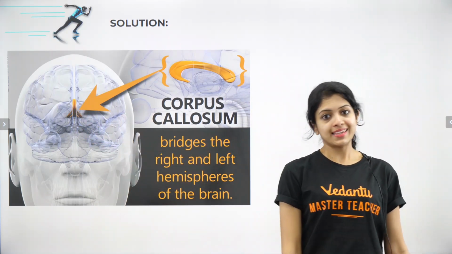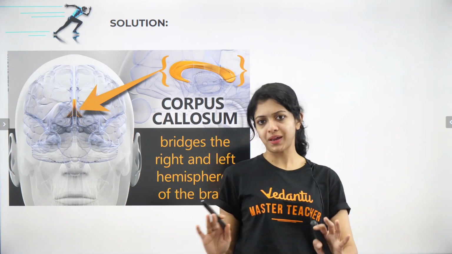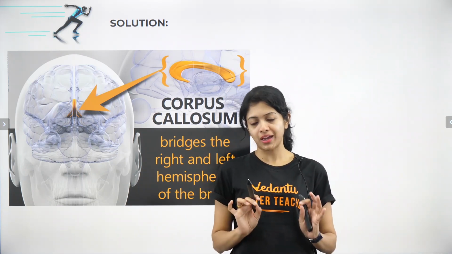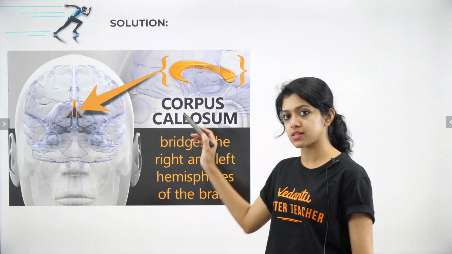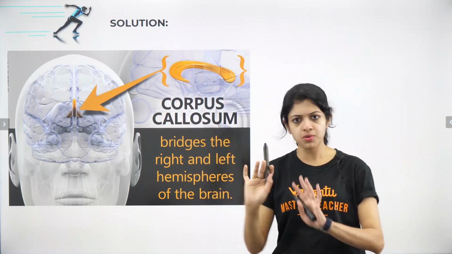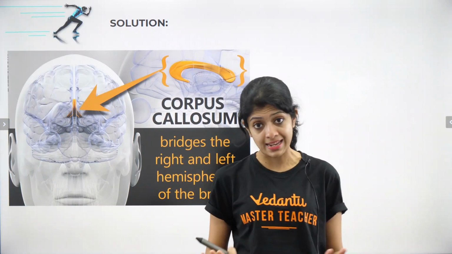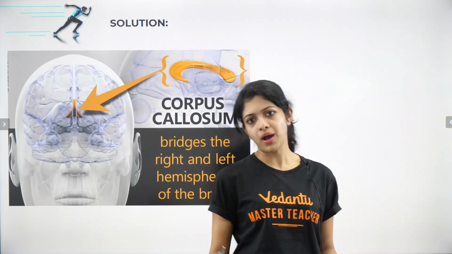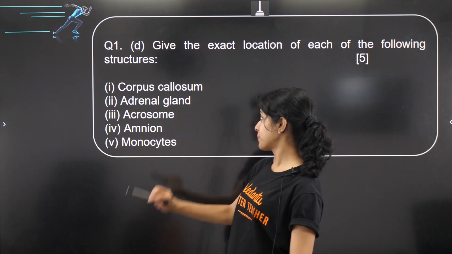So how do you answer such a question? You are expected only to write one sentence about where it is, but for your own reference, if you would like to make a small note, a rough diagram or something like that, that also doesn't harm. But I would suggest don't waste your time unnecessarily because it's only a 1-mark question. Now, what is the next one? We are done with corpus callosum.